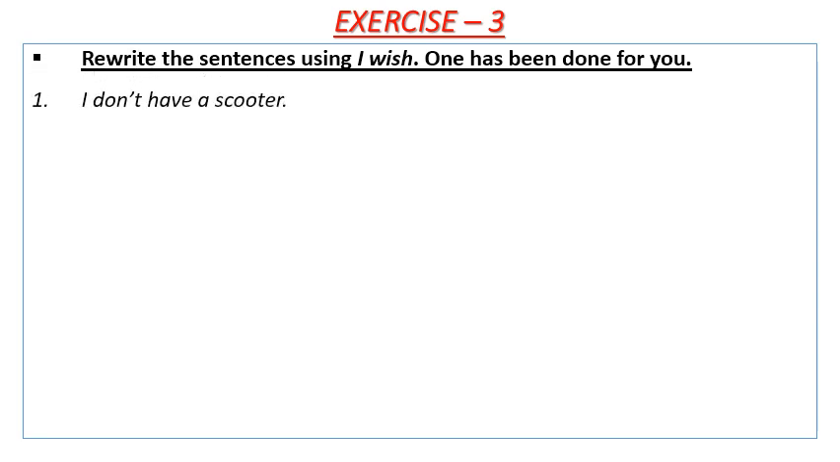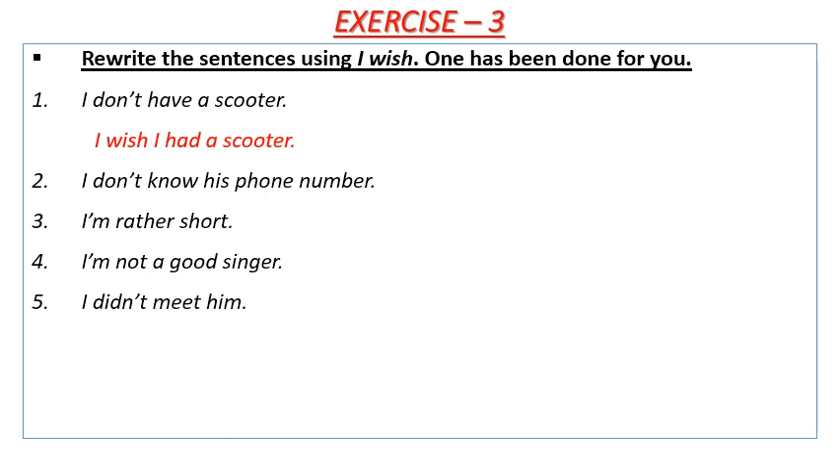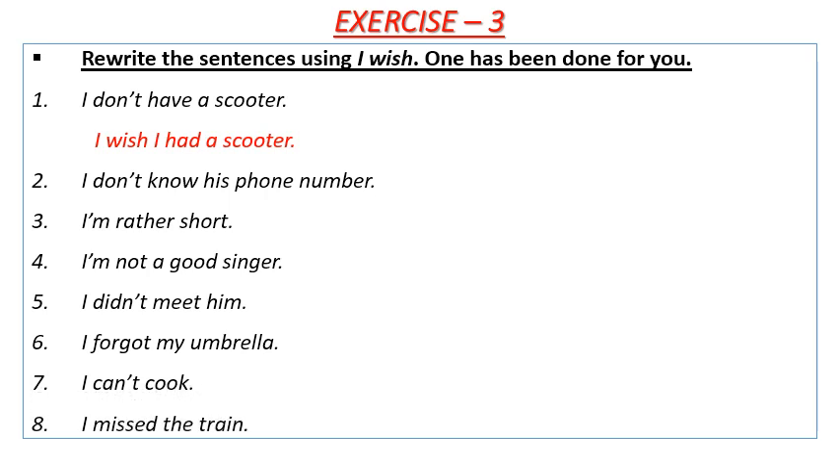Number 1. I don't have a scooter. The answer of this question is I wish I had a scooter. Number 2. I don't know his phone number. Number 3. I am rather short. Number 4. I am not a good singer. Number 5. I didn't meet him. Number 6. I forgot my umbrella. Number 7. I can't cook. Number 8. I missed the train. So these were the exercises.